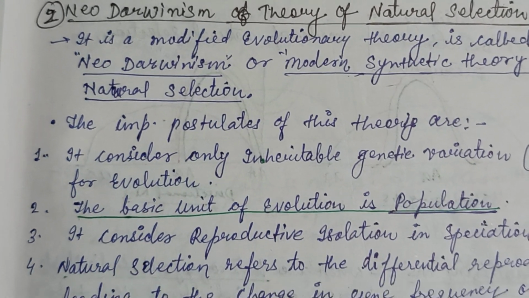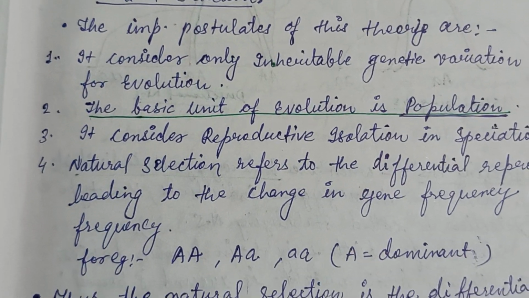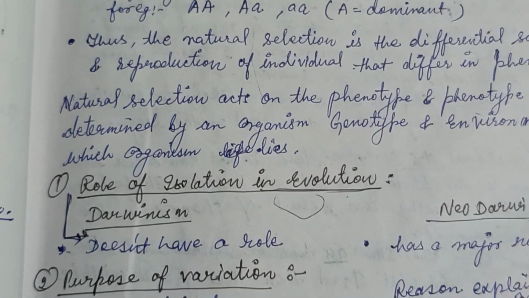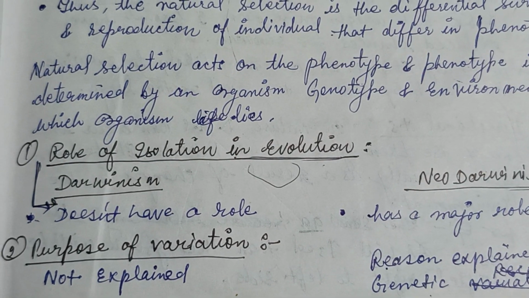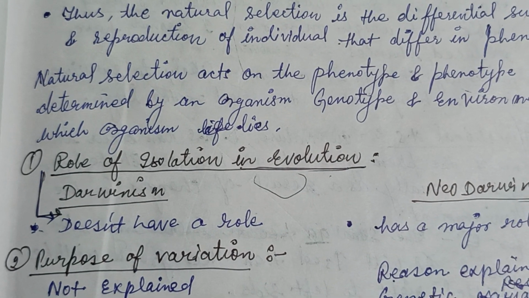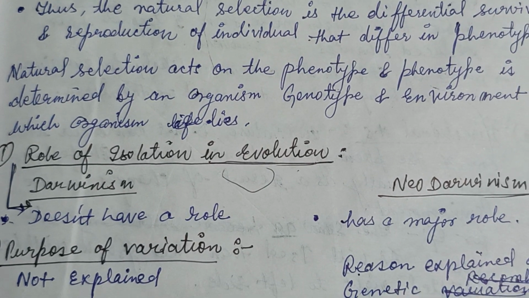Neo-Darwinism is the new theory of natural selection. It is also known as the modern synthetic theory of natural selection. It is a modified form of the Darwinian theory. So there are some differences between the Darwinian and the Neo-Darwinism theory. In Darwinism, isolation doesn't have a role in evolution, but isolation has a major role in Neo-Darwinism.